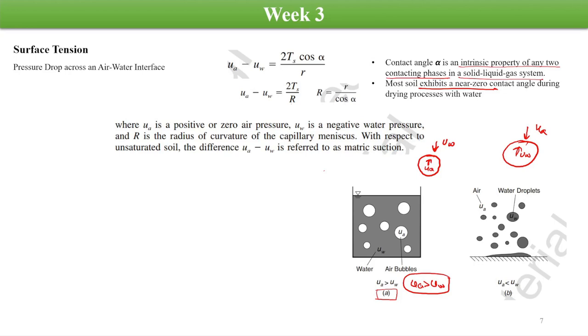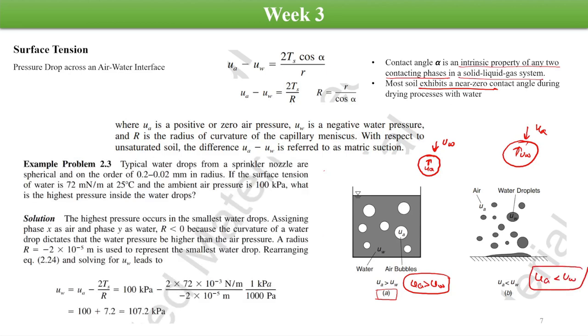We were discussing the pressure inside an air bubble as well as inside water droplets. In this way, UA is less than UW. So we'll use a similar concept while solving this numerical.